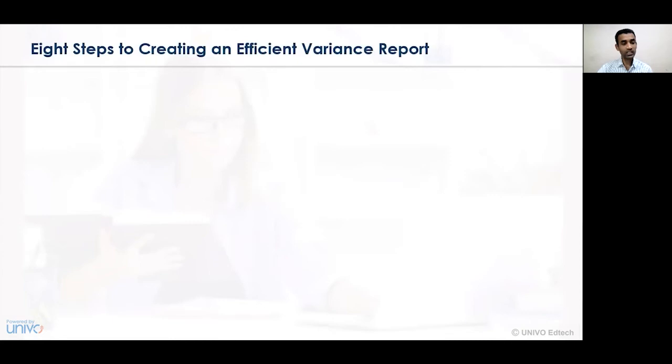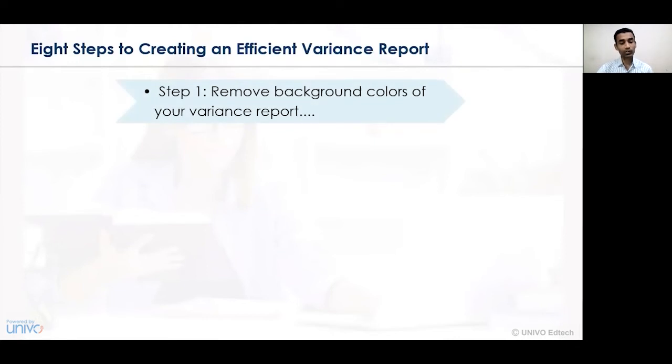Now let's deal with the 8 steps to creating an efficient variance report. Step number 1, removing the background colors of your variance report. So if you want to prepare an effective variance report, various background colors should be removed, and accordingly the report should always be plain and very simple.